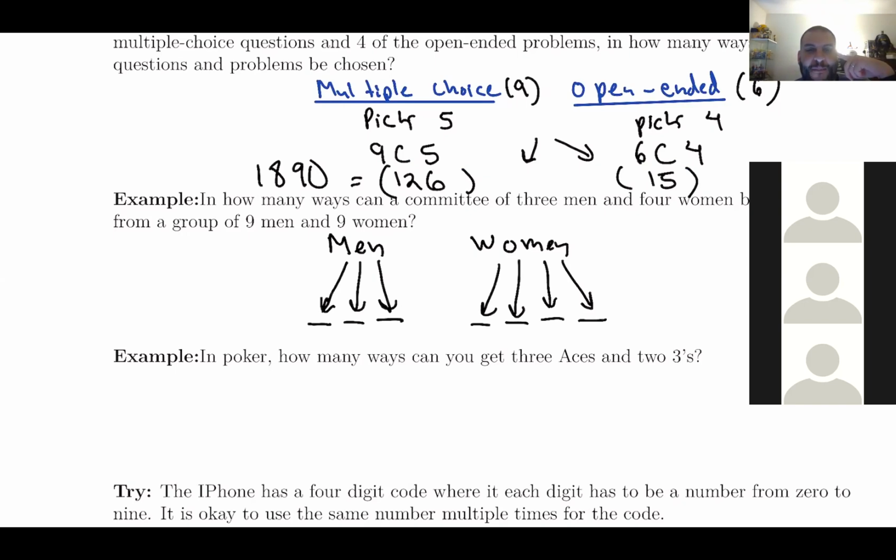All right. But how many men do I have to choose from? 9. How many women do I have to choose from? So for this one, does it matter which of the women or which of the men get chosen first? Or does it really not matter because at the end of the day, they're all going to the same committee?